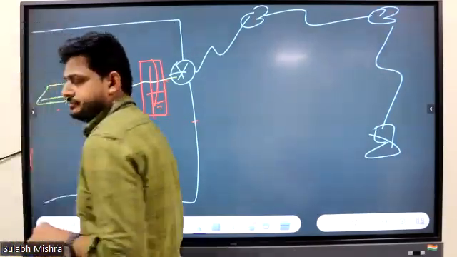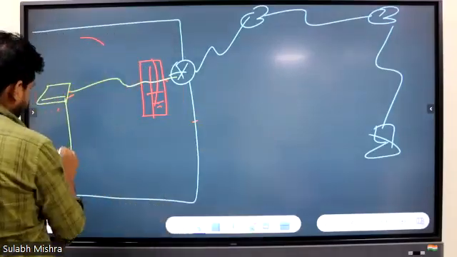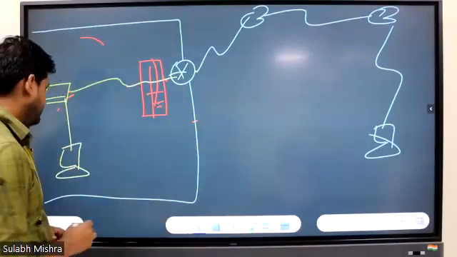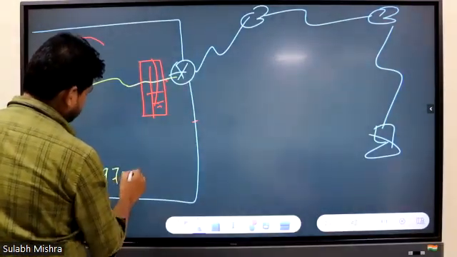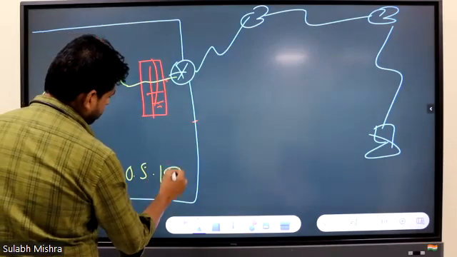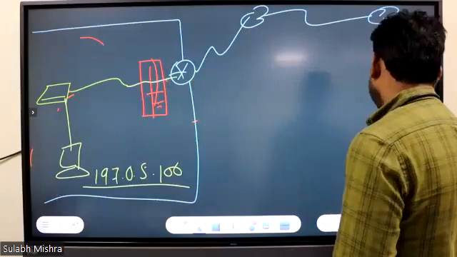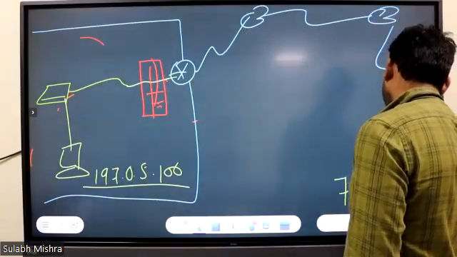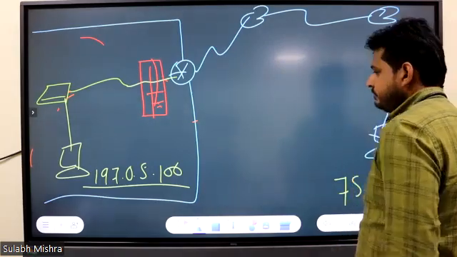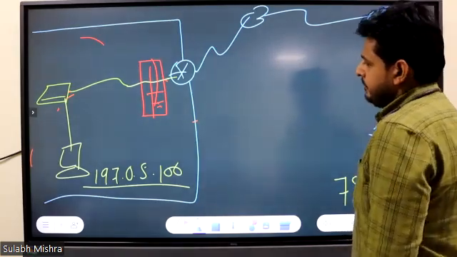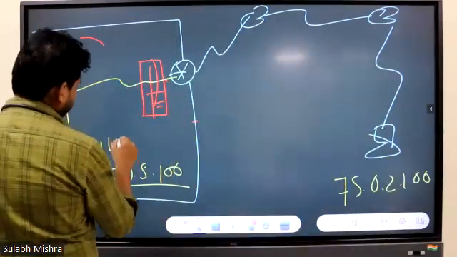So now you understand. For example, this is one of the servers you have, with IP address 197.0.5.1. And this is the attacker system. The attacker has the IP address 75.0.2.100. You have one of the applications installed on port number 443.